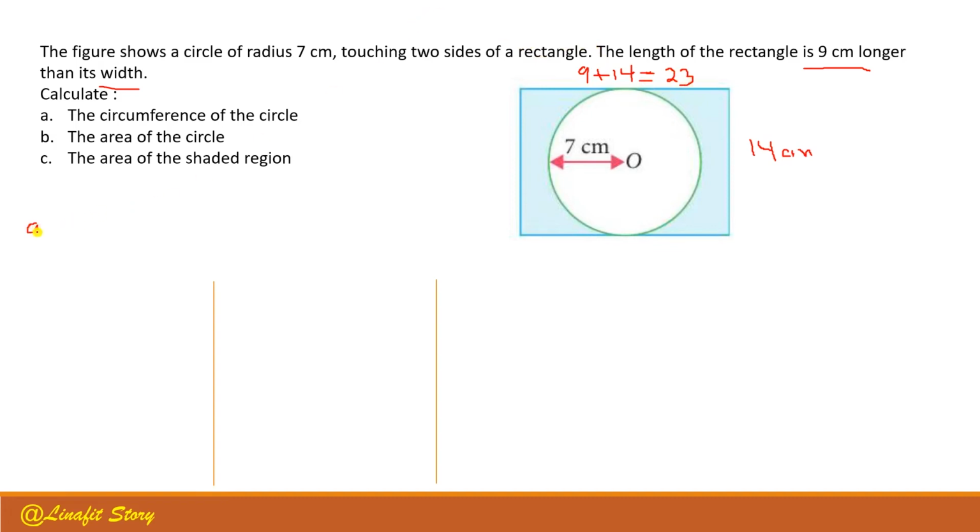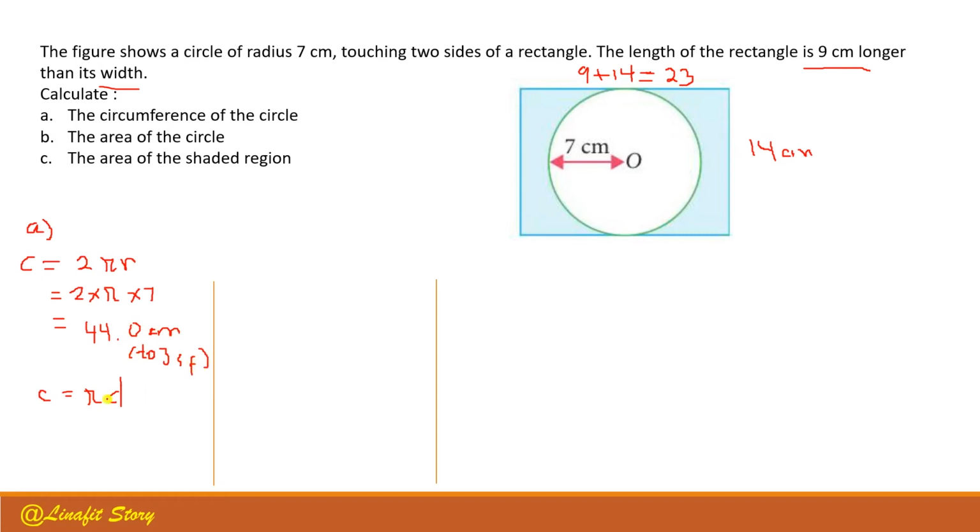To get the circumference of the circle, there are two formulas. We can use 2 times pi times radius, or pi times diameter. 2 times pi times the radius, which is 7. So this is equal to 14 pi. You may use the pi symbol from your calculator. So the answer is equal to 44.4 cm. This is three significant figures.